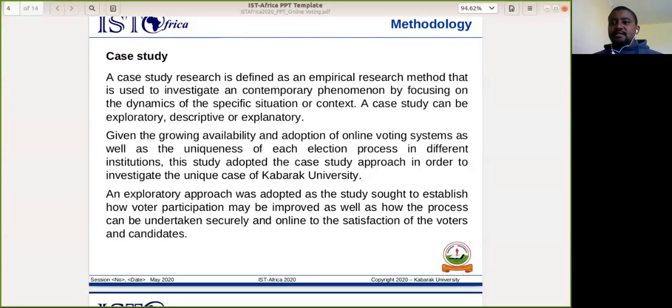So we studied the unique case of Kabarak University, given that this is an environment where online voting is already happening, and we already have some experience in the sense that the system has been used, and we can look back for lessons, and we can also use the same environment to test new ideas.